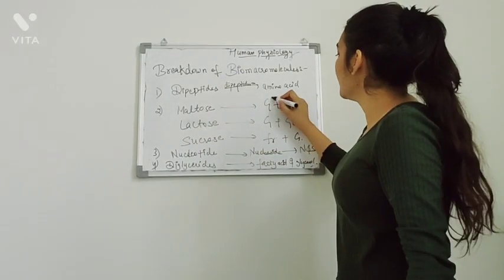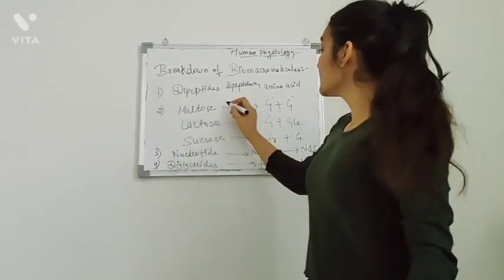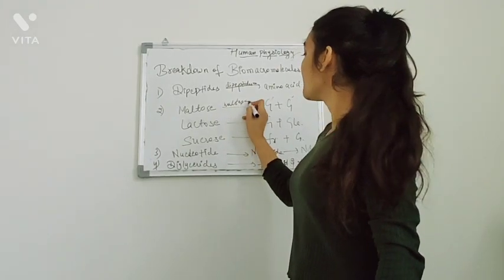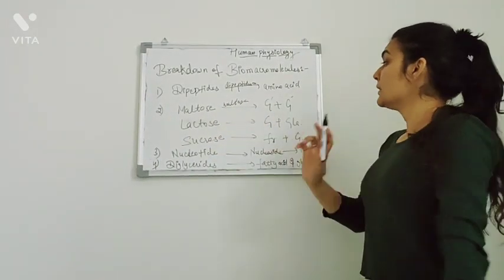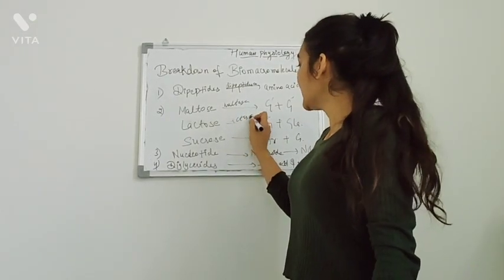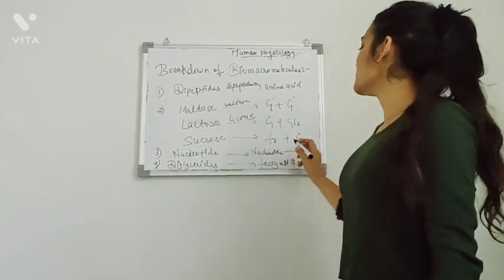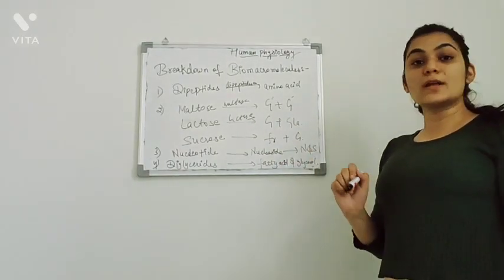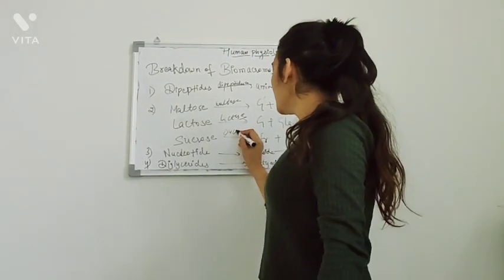Maltose is converted into glucose with the help of maltase. After that, lactose breaks down into glucose and galactose with the help of the lactase enzyme, and sucrose breaks down into fructose and glucose with the help of the sucrase enzyme.